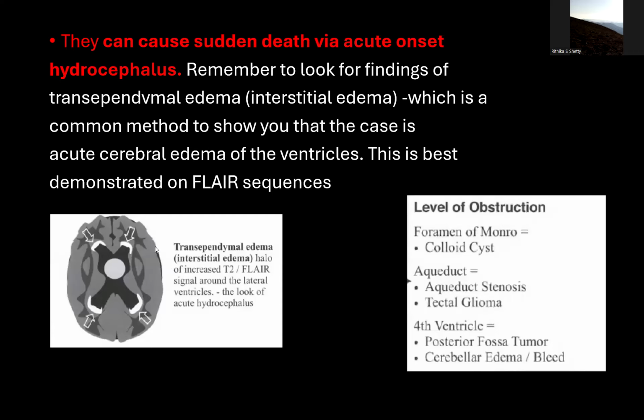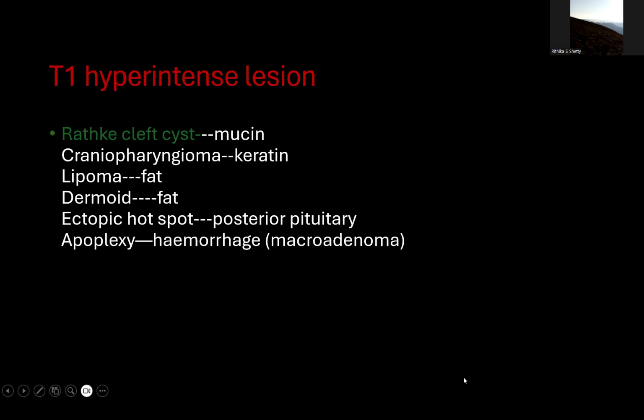So always remember, this is the transependymal or interstitial edema caused by the cyst, and usually it indicates an acute condition, and there can be sudden death of the patient because of this. Just summarizing, whenever we see any cyst in the foramen of Monro, the most common is colloid cyst. If we are seeing hydrocephalus because of any aqueduct pathology, the most common is aqueduct stenosis followed by tectal plate glioma. If it's the fourth ventricle, it is most commonly tumor followed by edema or bleed.